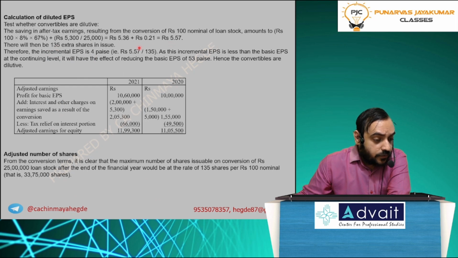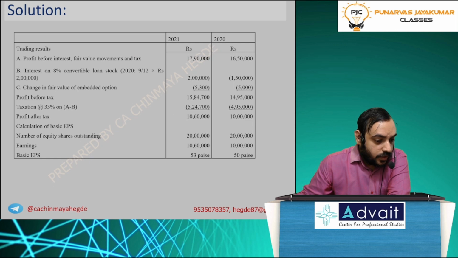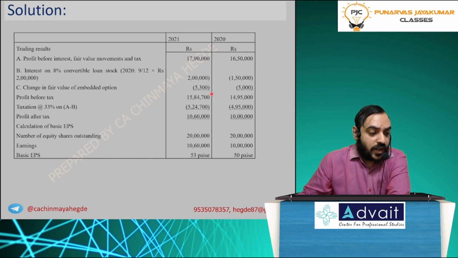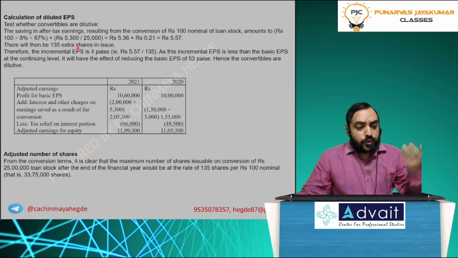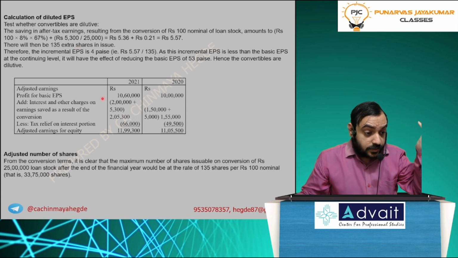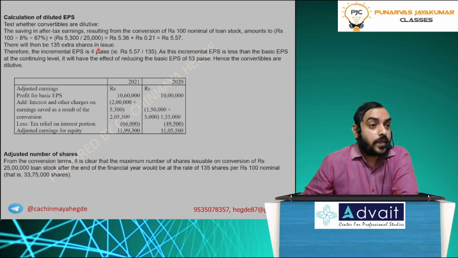So 5.57. What is that? 0.21. Have they taken any fair value and added it back? Yeah, that makes sense, because when you convert into shares, this fair value changes and you're not going to account for it. So 5,300 divided by 25,000. Oh, they have done it here. They're assuming no tax impact. Yeah, there is no tax impact, because this is not allowed for tax purposes.